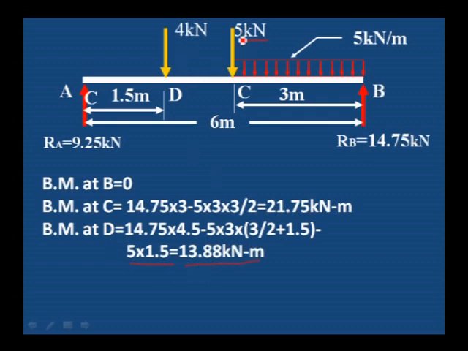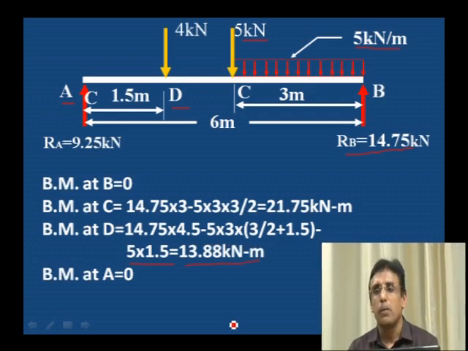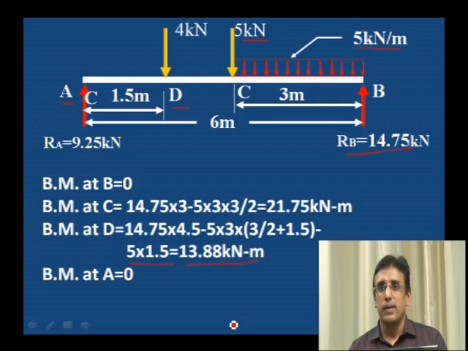We have to take the moment of 5 kilonewton, the moment of 5 kilonewton per meter and the moment of RB. That is force into distance up to the D point. And then bending moment at A is equal to 0. These are the bending moment values for this particular beam. Let us draw the shear force and bending moment diagram.